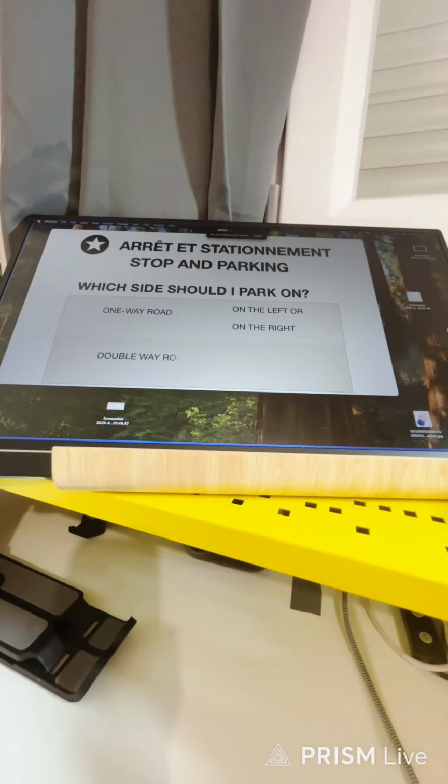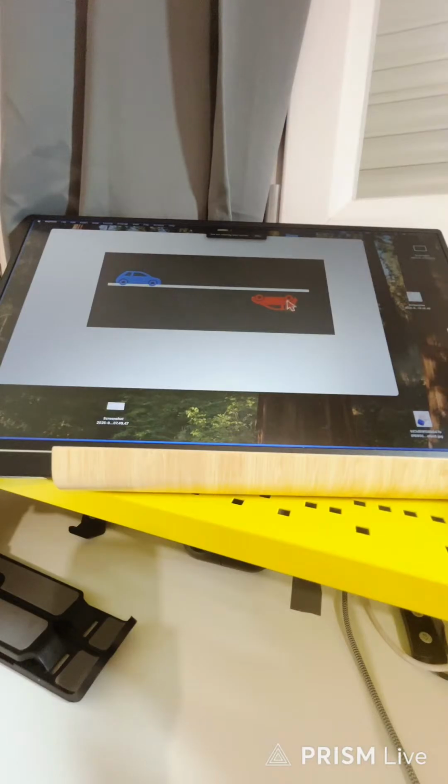Okay, if it's a double way, you always park on the right side. Okay, you always park on the right side. That's why I use this picture to explain. If this person is driving on this side, you should park here. If you are driving here, you park here.